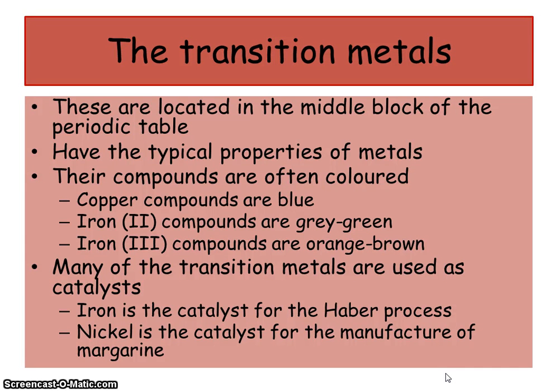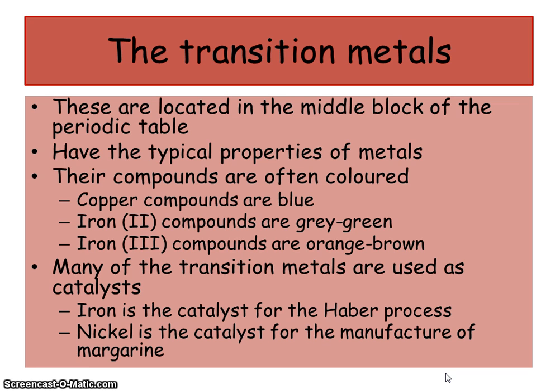Right, we're going to have a look now at the transition metals, and these are all the metals that are sort of sitting in the middle of the periodic table, between the groups, so they don't actually fit into the groups, but they still have some properties that we need to look at. They've got the typical properties of metals: they are shiny when cut, they're strong, and they're malleable, which means they can be bent or hammered into shape.